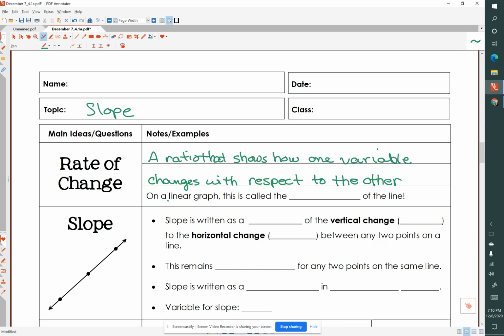So on a linear graph, you see that word line in there, right? On a linear graph, this is called the slope of the line. Slope is written as a ratio of the vertical change. Vertical change is this direction. We call that the rise, to the horizontal change. So it's a ratio of the vertical change to the horizontal change, which we call the run.